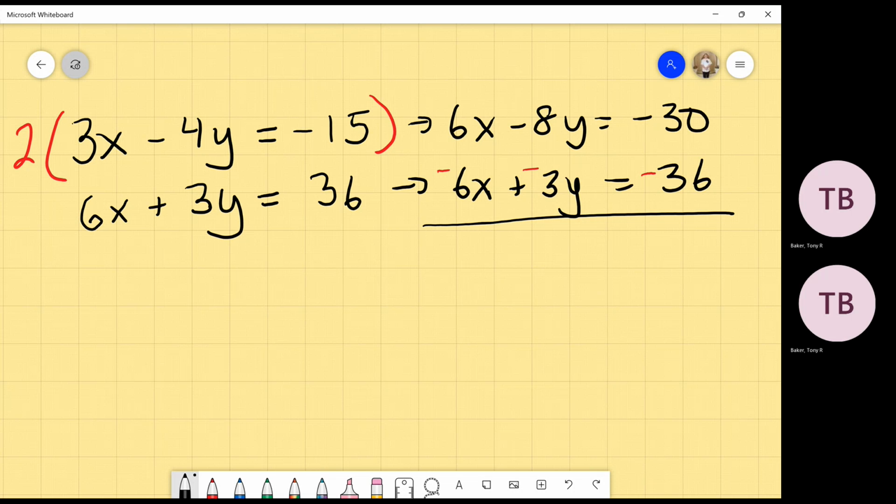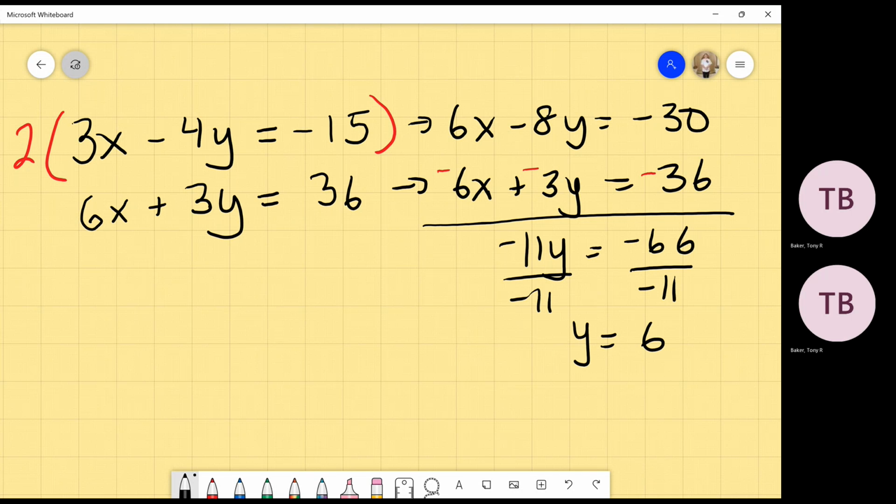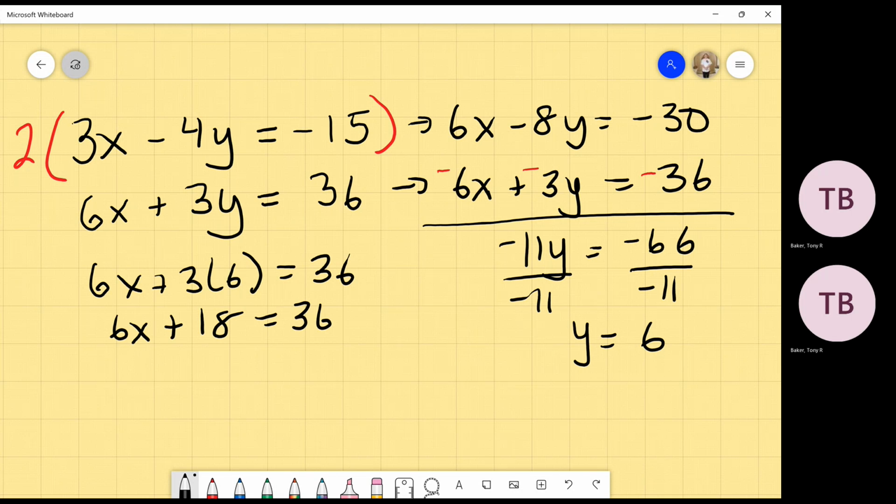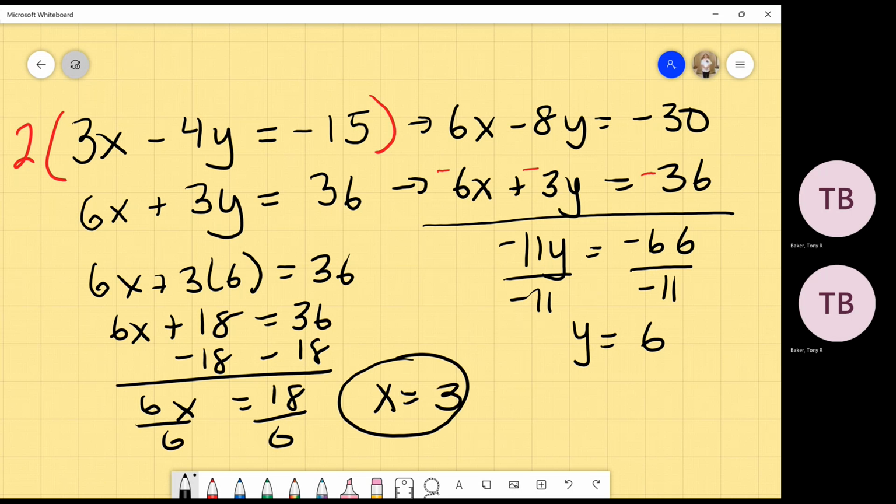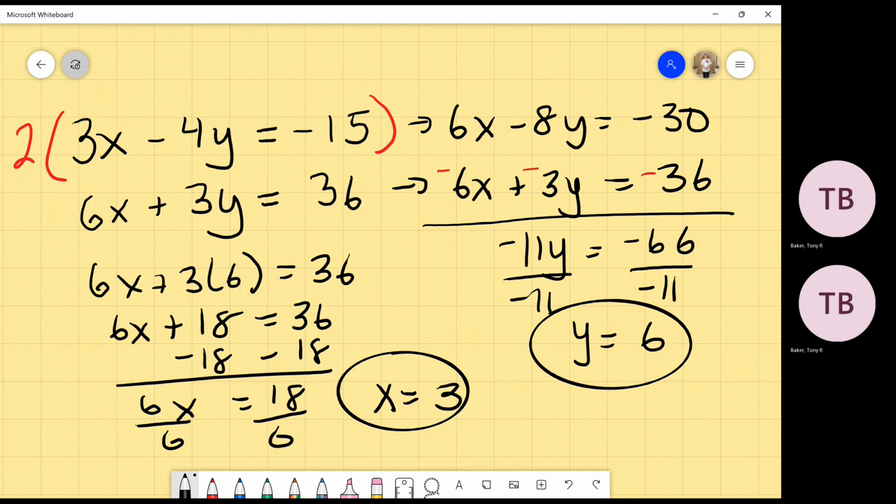And now we combine the numbers. So the x's are gone. Negative 11y equals negative 66. So y equals 6. Now plug back into my original problem. 6x plus 18. So x equals 3. And those are my two answers.